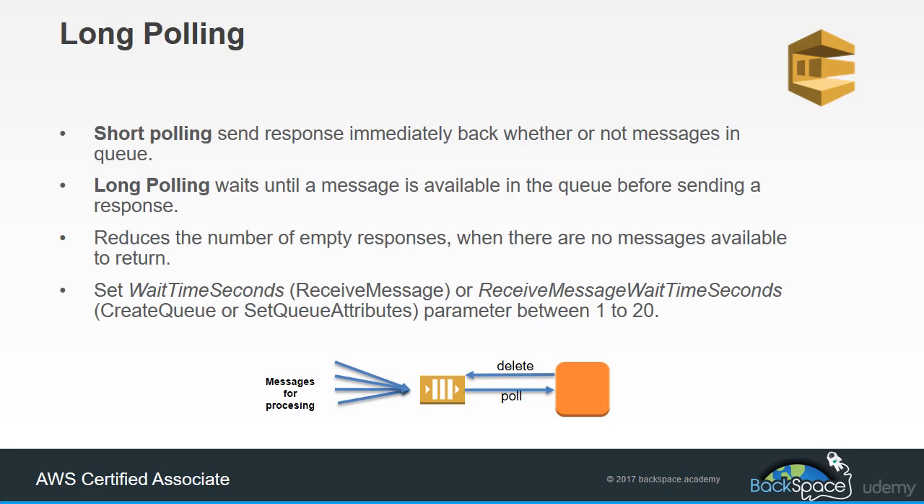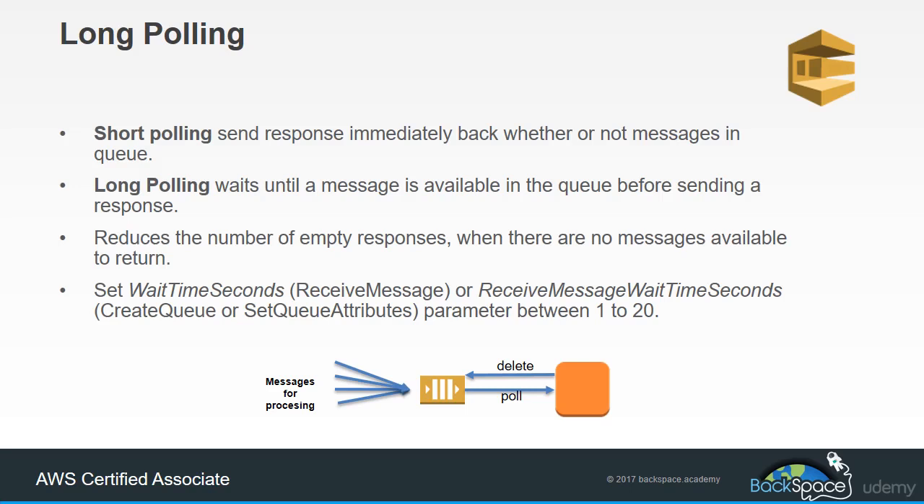The other option we have available is long polling, and that will return a response to the instance, but it will wait until a message is available before it does that. So it will wait until a message is available in the queue before sending a response. So that significantly reduces the workload on our instance. Our instance is no longer sending all of these requests to the SQS service. It will send one request, and then on an asynchronous basis, it will have that sent back when there is a message available. So it reduces the number of empty responses when there are no messages available to return.